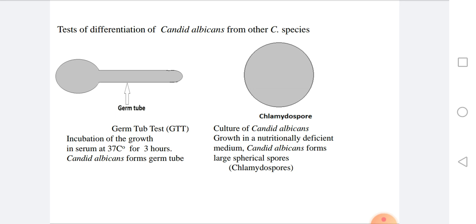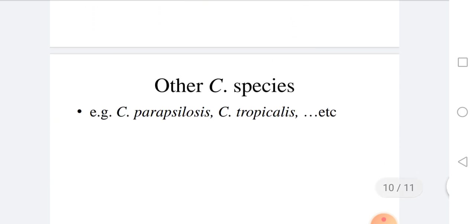The chlamydospore formation, if you culture growth of Candida albicans in a nutritionally deficient medium, that is to say a growth medium with low nutrients, Candida albicans forms large spherical spores. These are known as chlamydospores. This test is also positive just by Candida albicans and nothing more. These are examples of the other Candida species which are not potentially pathogenic.